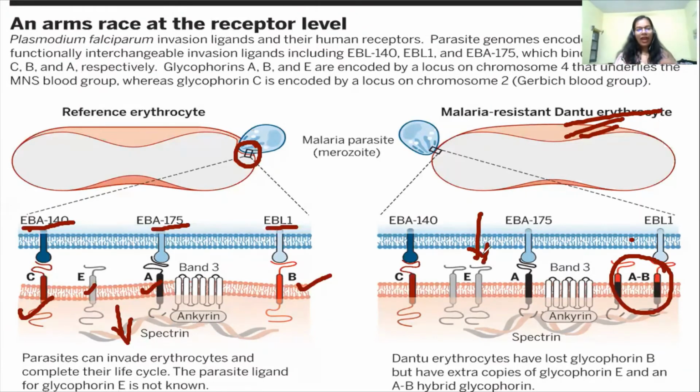Getting the point? So if you have got these three interactions of EBA 140, 175 and EBL1 complete with the glycophorins, then the malarial parasite can go inside of the RBC. Now, few people are actually resistant to malaria. Why? Because they have got certain mutations. That mutation is nothing but you're having different glycophorins, that is A and B together. Okay. And even though there is an interaction happening, it is still not able to go inside. Okay. So this is how many people are actually resistant to the malarial parasite.